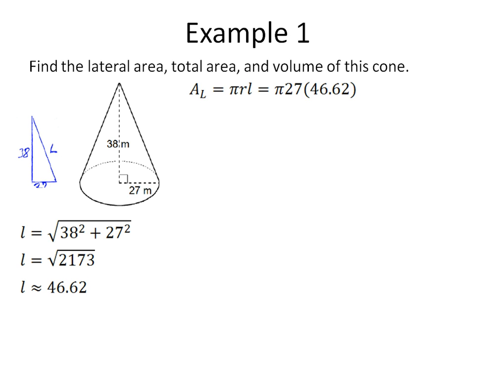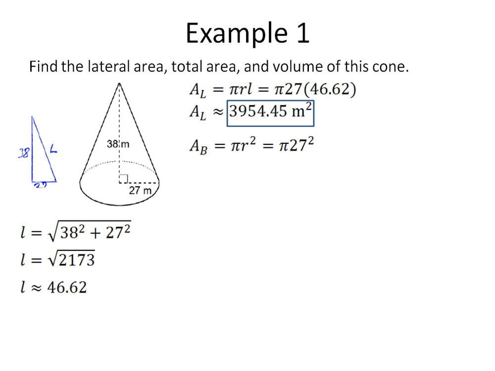Okay, now we're ready to find the lateral area, which is pi r l. So pi times 27, which is the radius of the base, times the slant height that we just found of 46.62. So this gives us the lateral area is approximately 3,954.45 square meters. Okay, the area of the base is equal to pi r squared, which we know that the radius is 27, so this becomes pi times 27 squared, which evaluates out to 2,290.22. Since we're just using this as an intermediate step, we're not labeling the dimensions on this one.